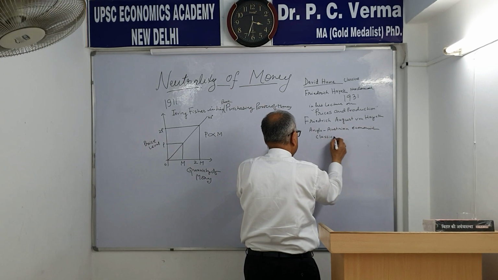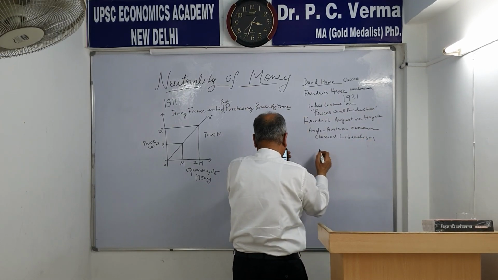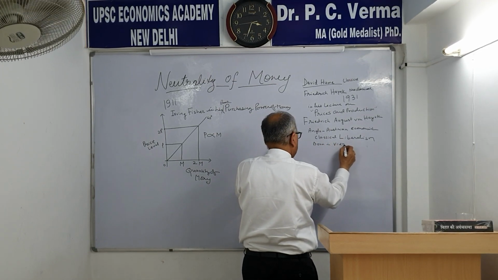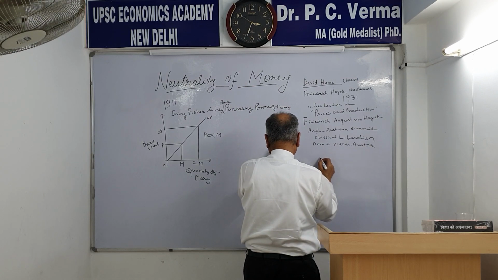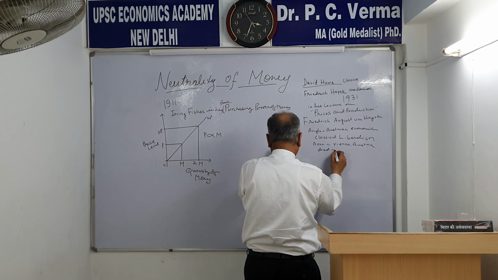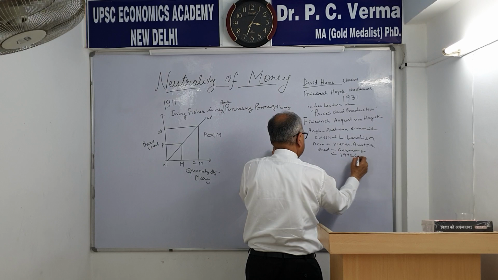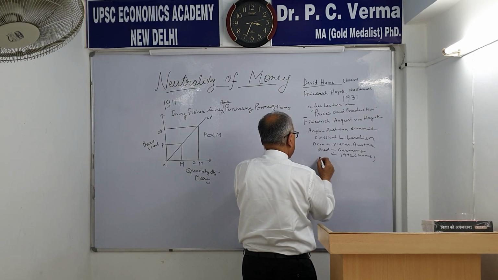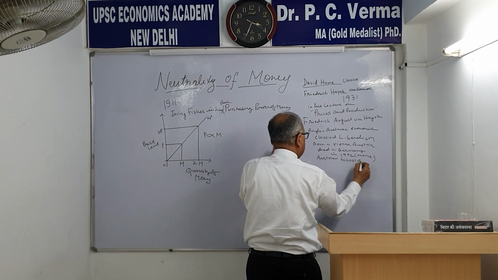Classical liberalism. Born in Vienna, Austria. Died in Germany in 1992. He belongs to the Austrian School of Economics.